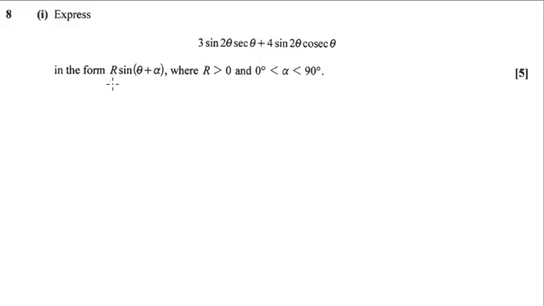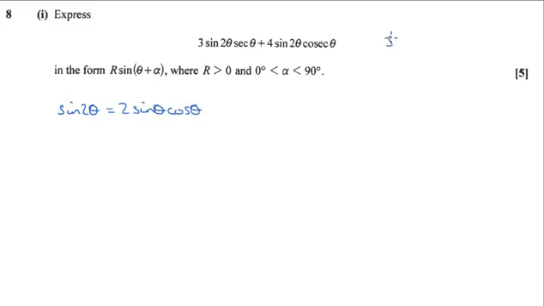Okay, question 8 is your r sine(theta plus alpha) question, but we can't start it yet. We can't start it straight away because it's not in the form that we need. We need to change this sine 2 theta first. We're going to use the double angle formula, which says that that's equal to 2 sine theta cos theta.